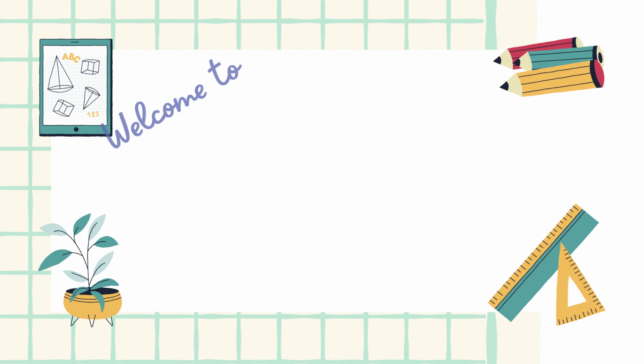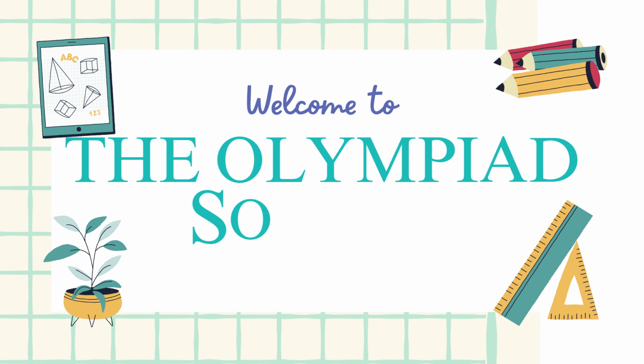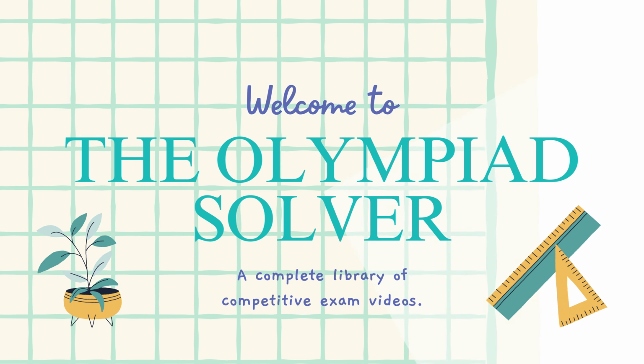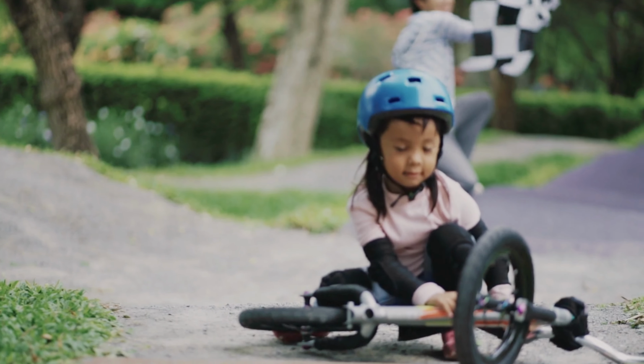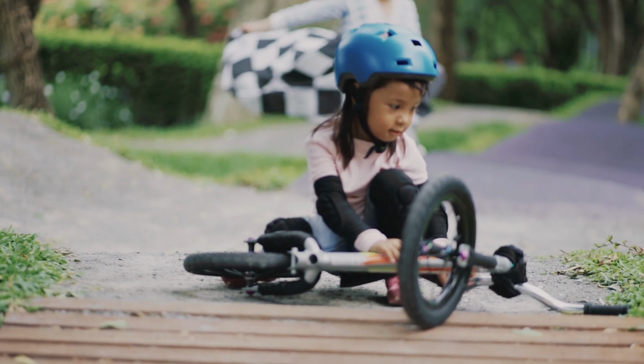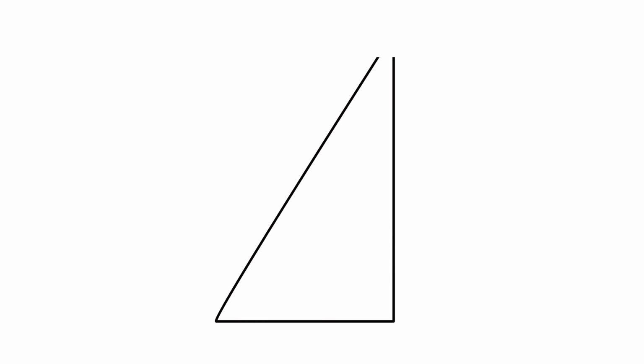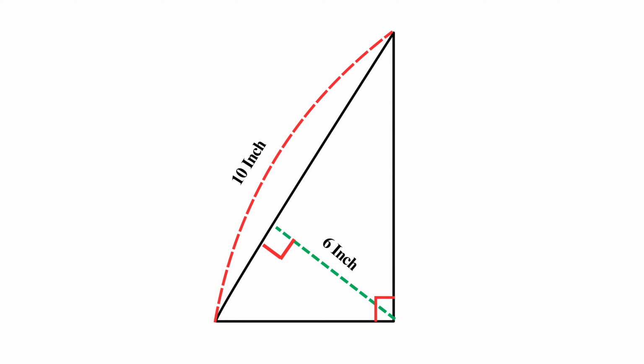Hello, and welcome. Today we're taking on a tough Olympiad problem, but don't worry, I'll guide you through it clearly and step by step. So we have a right triangle, hypotenuse measures 10 inches, and the altitude drawn to this hypotenuse is said to be 6 inches. Our job is to find the area of the triangle.